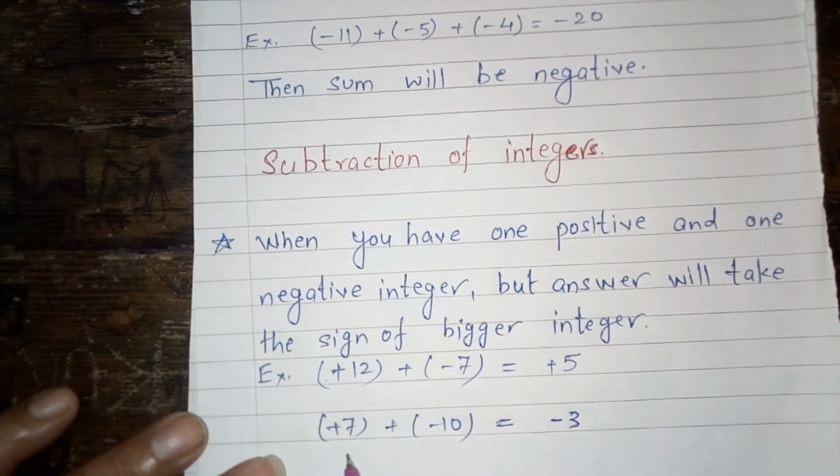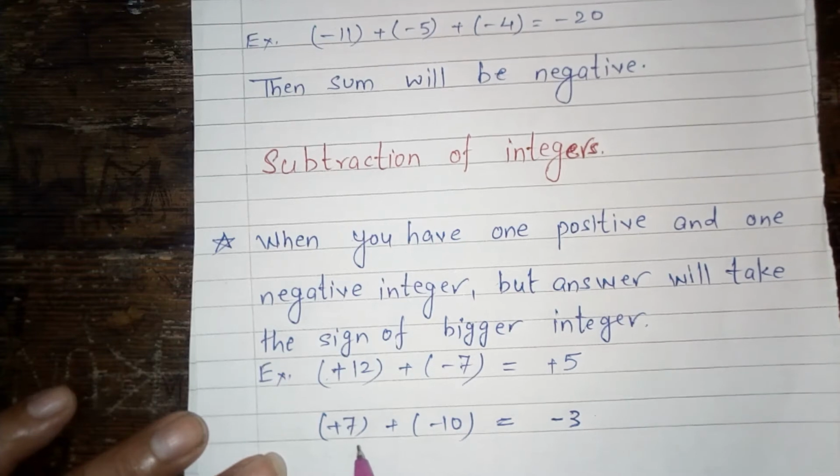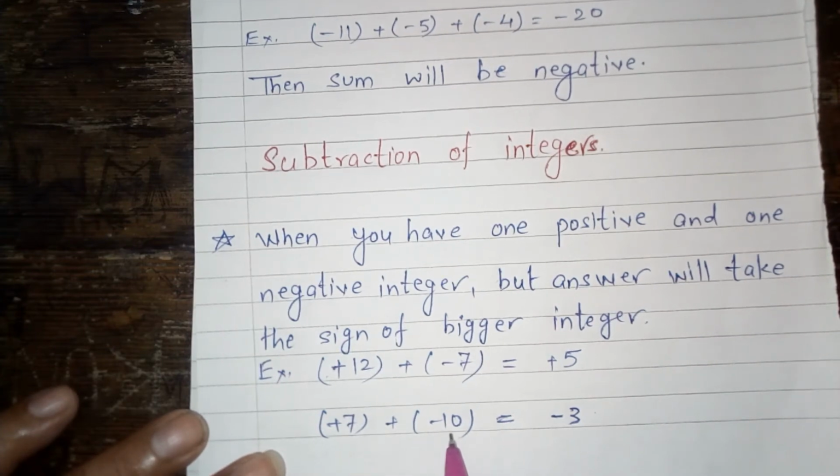Again I will take one example. Suppose you have first integer plus 7 and second integer minus 10. Please keep in mind, same sign always added and opposite sign always subtracted. So when you subtract 10 from 7, what will you get? It is not possible to subtract 10 from 7. So what can we do? We can subtract 7 from 10. 10 minus 7 means 3.